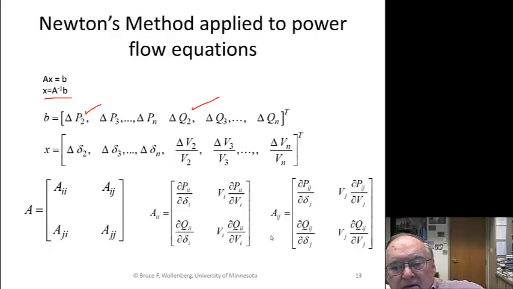And then we can invert them. So then we invert A, multiply it times this. This one you build up from the difference between the known power and the calculated power. And then in the end, the X gives you the changes in phase angle, the changes in voltage. And you can apply them, and you've done one iteration. Now you go back, calculate the deltas again, calculate the new A matrices, and so forth. You iterate to the solution.